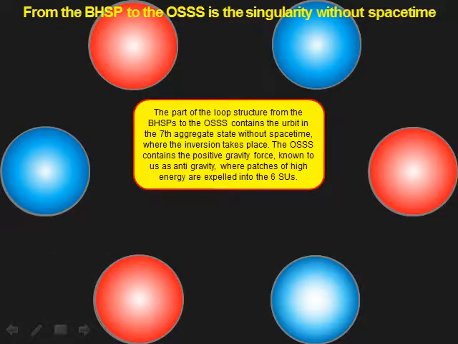The part of the loop structure from the black hole singularity points to the outer spherical singularity shell contains the orbit and the seventh aggregate state without spacetime, where the inversion takes place. The outer spherical singularity shell contains the positive gravity force, known to us as anti-gravity, where patches of high energy are expelled into the 6 subuniverses.